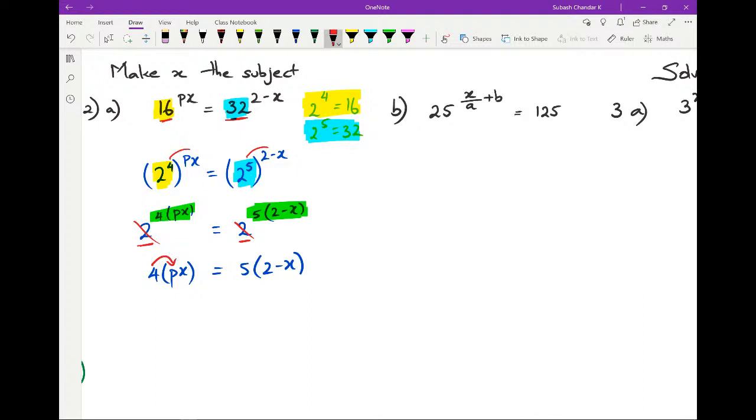So we've got 4 multiplied by px, which is equal to 4px. And then you've got 5 times 2 and then 5 times negative x. So 5 times 2 is 10. 5 times negative x is negative 5x.